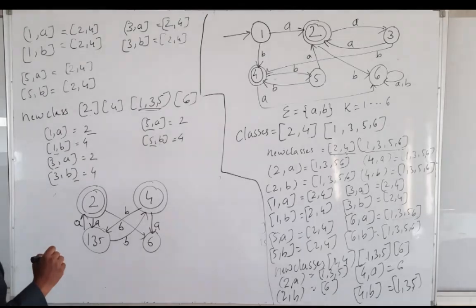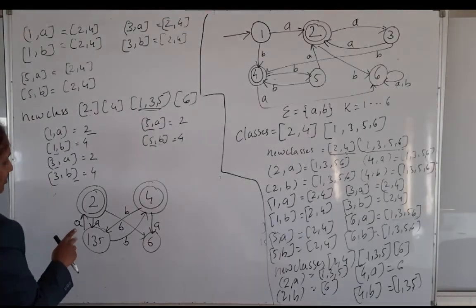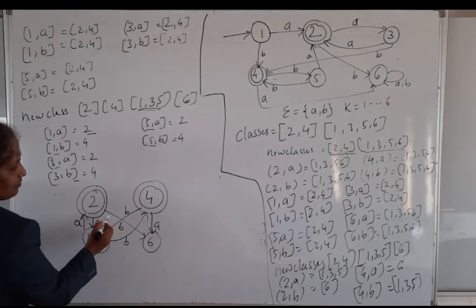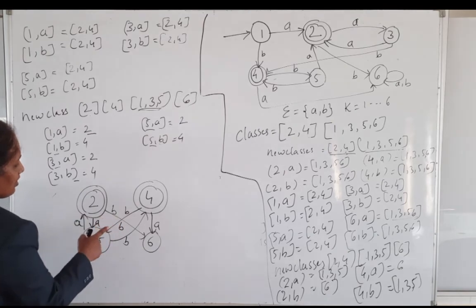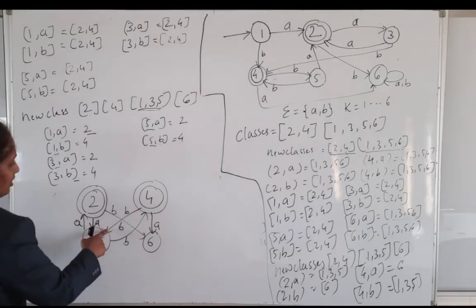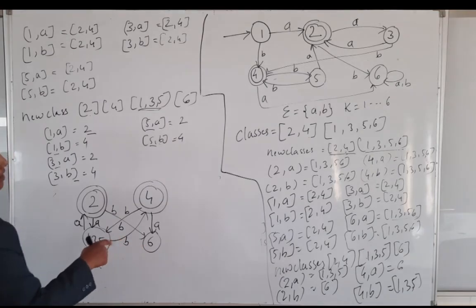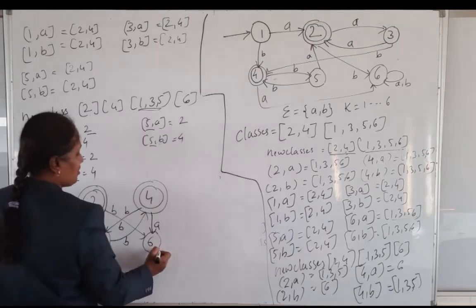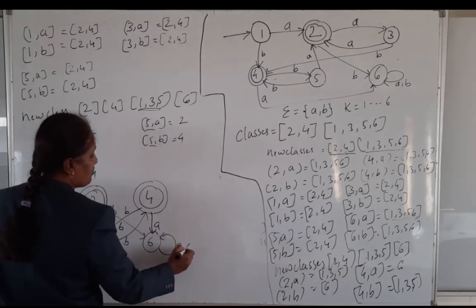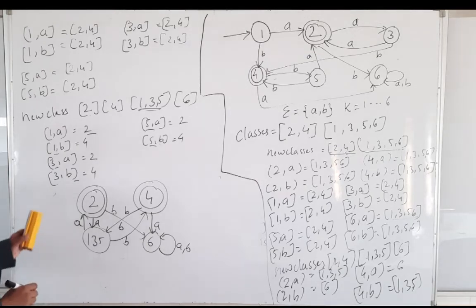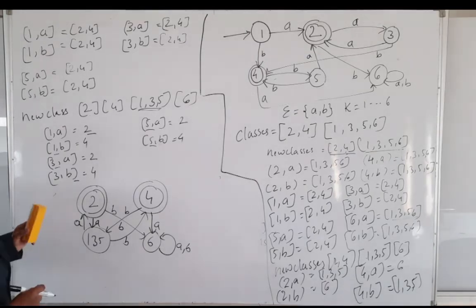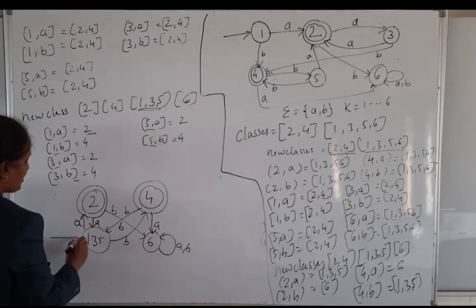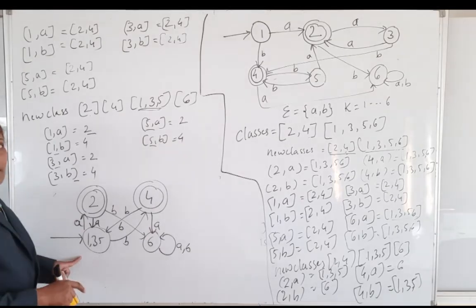Next, is any other state's transition left out? See, from the second state I have shown the A and B transitions. Next from the fourth state I have shown the B and A transitions. From the 6 state, 6 of A where I reach the same state, and 6 of B also. So it is a self loop. Next, which will be the start state here? 1 is the start state of the given DFSM. So 1 is a member of this group. So this is the start state here.